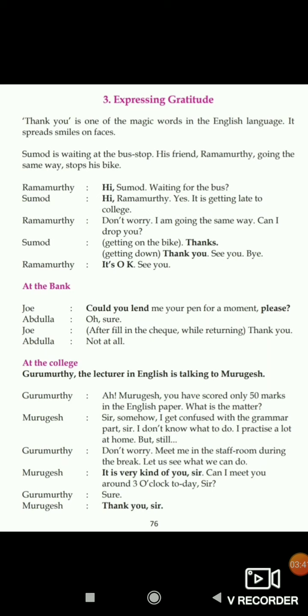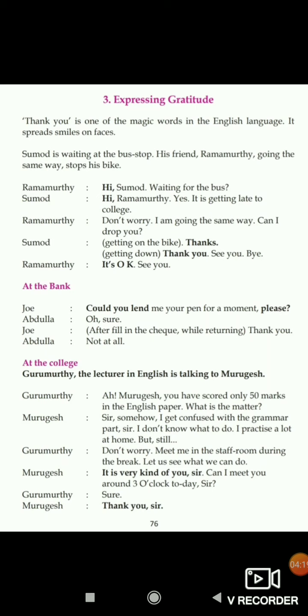And another conversation between a teacher and a student, and this takes place at the college. Gurumurthy, the lecturer in English, is talking to Murgesh. Gurumurthy: Murgesh, you have scored only 50 marks in the English paper. What is the matter? Murgesh: Sir, somehow I get confused with the grammar part, sir. I don't know what to do. I practice a lot at home, but still. Gurumurthy: Don't worry, meet me in the staff room during the break. Let us see what we can do.